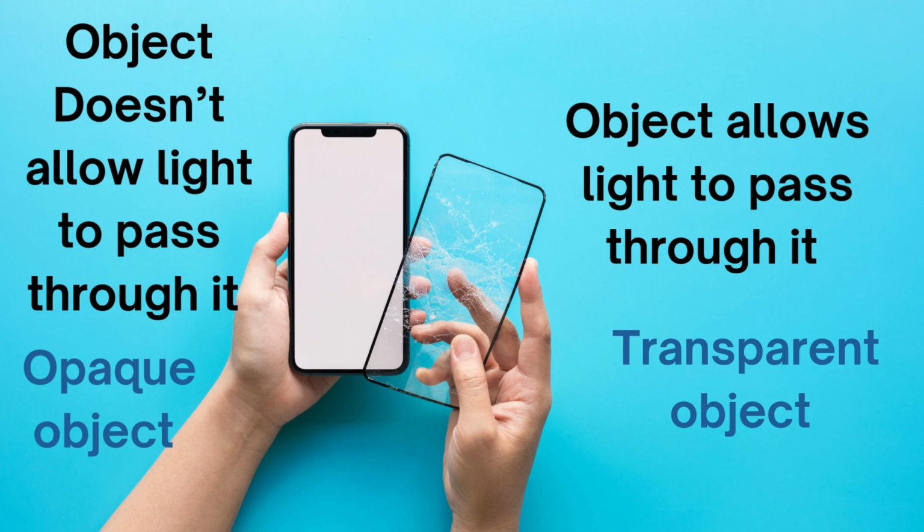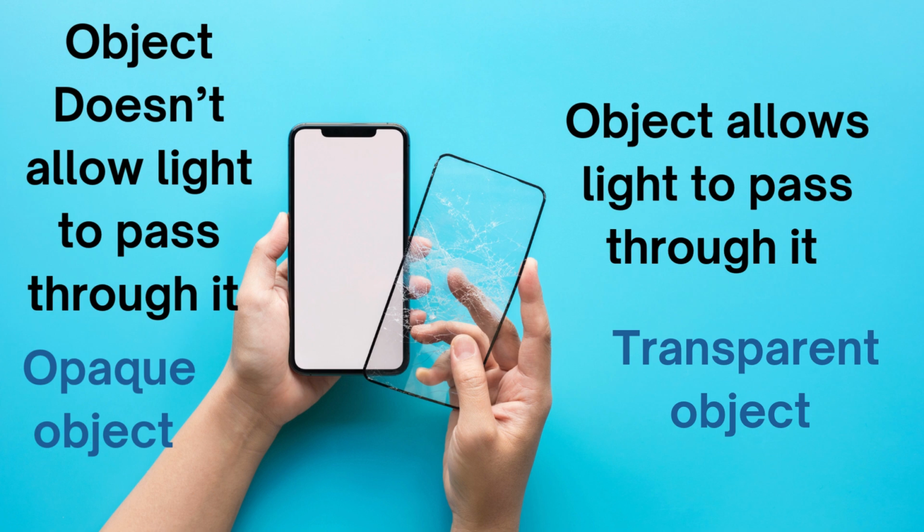Okay, as we see the hand of the man, the light passes through the screen and we can see the hand. The mobile phone is an example of an opaque object. Opaque object means the object that doesn't allow light to pass through it. And the screen is an example of a transparent object. Transparent object: an object that allows the light to pass through it.